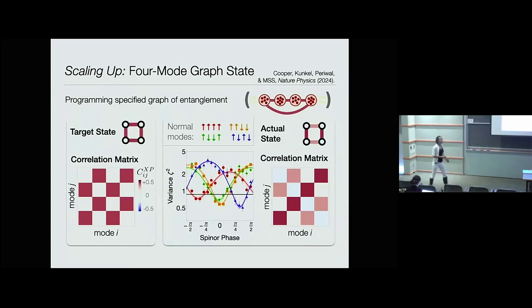And so by a sequence now of 4 collective squeezing operations with local rotations in between, we can squeeze these 4 modes in appropriate quadratures. And from those curves, we can reconstruct what is the correlation matrix, and it indeed is consistent with making this square graph state. So I think that kind of illustrates this general method for programming the graph of correlations. And now there's a couple of additional things we might want to do.